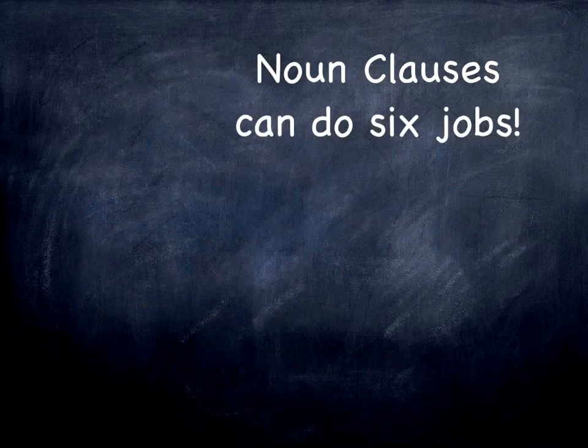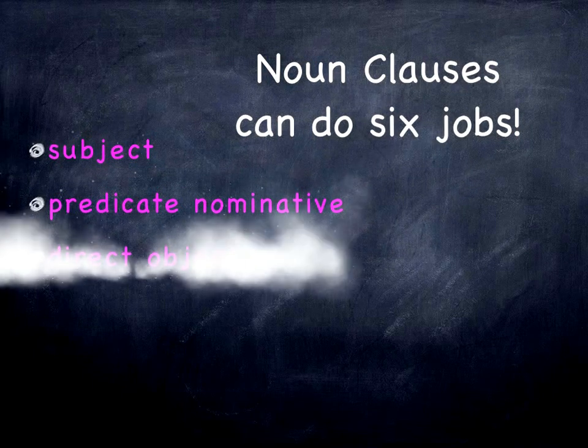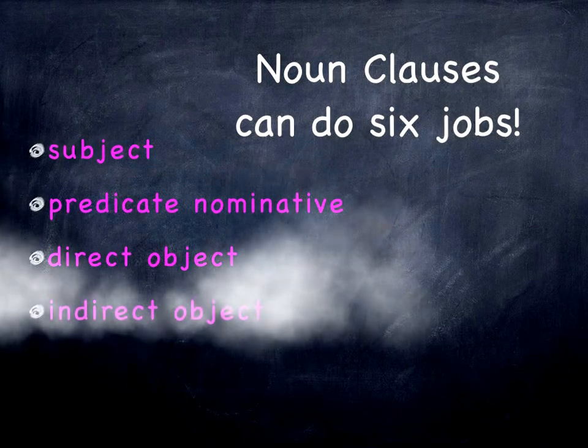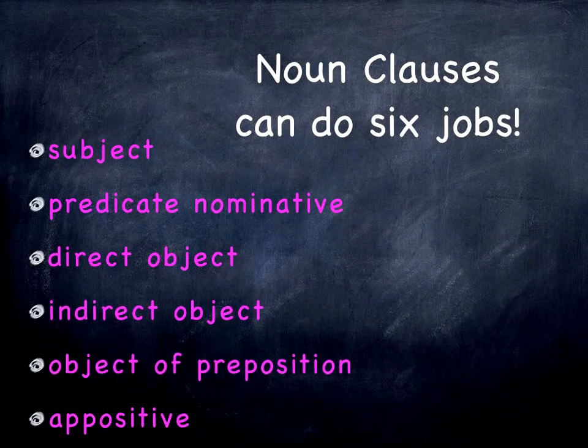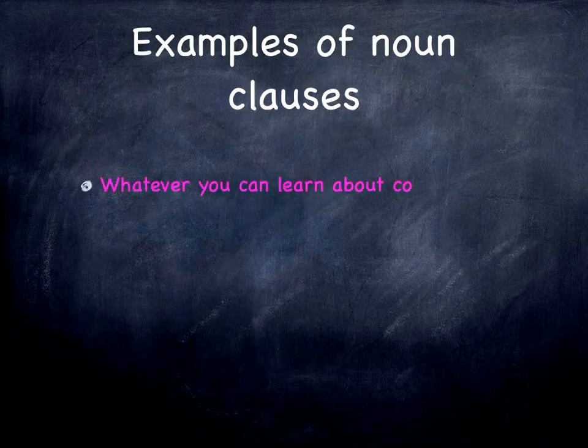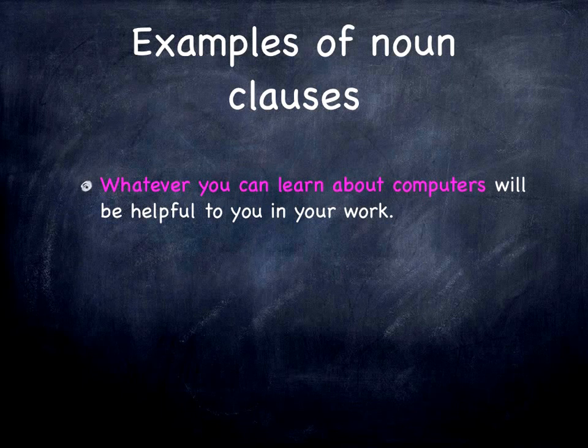Noun clauses can do those famous six jobs of Nancy Noun: subject, predicate nominative, direct object, indirect object, object of the preposition, and appositive. Here are some examples of noun clauses. Whatever you can learn about computers. You, subject, can learn, verb. So I've got a subject and a verb, but whatever you can learn about computers doesn't stand alone.